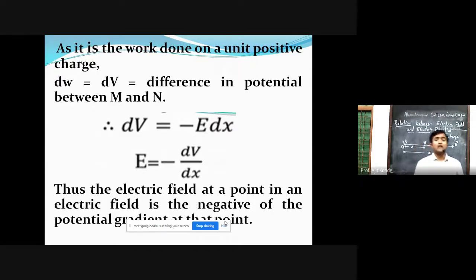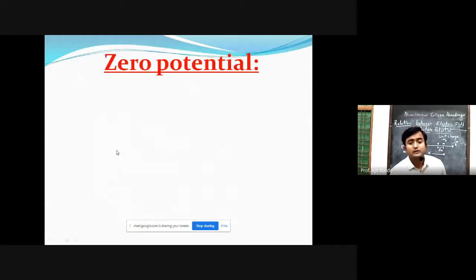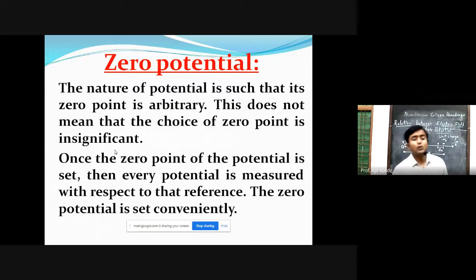Now, we have to discuss about zero potential. Now, what is the zero potential? The nature of potential is such that its 0 point is arbitrary. This does not mean that the choice of 0 point is insignificant. In simplest words, if we have to explain the zero potential, you should know a point from which we can refer the other points.